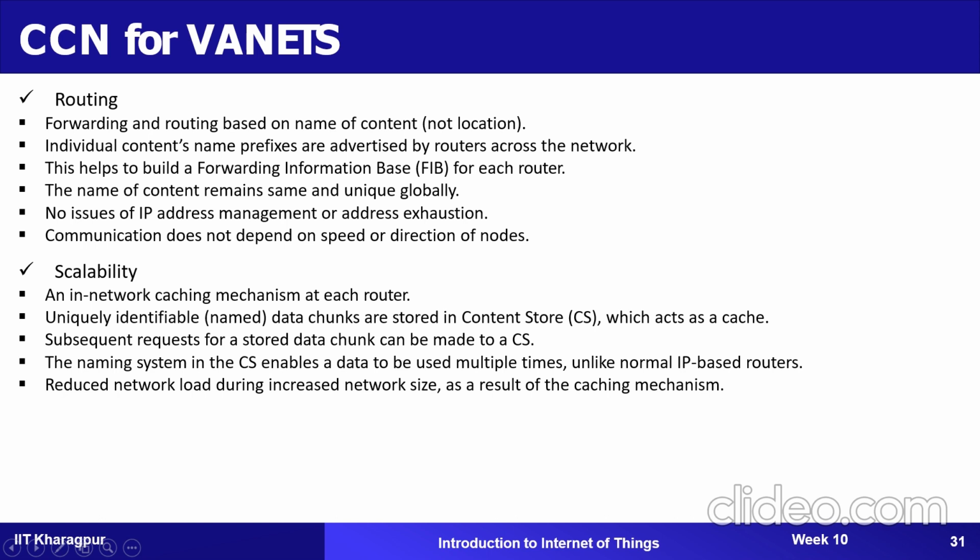The next is scalability. An in-network caching mechanism is there at each router. Uniquely identifiable data chunks are stored in the content store, which acts as a cache. Subsequent requests for stored data chunks can be made to the CS, that is, the content store, and the naming system used in the CS enables the data to be used multiple times, unlike a normal IP based router. So it reduces network load as the network size increases, as a result of the caching mechanism.